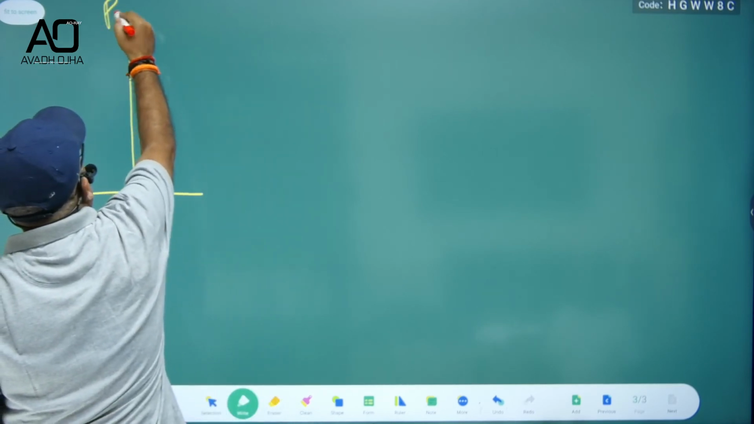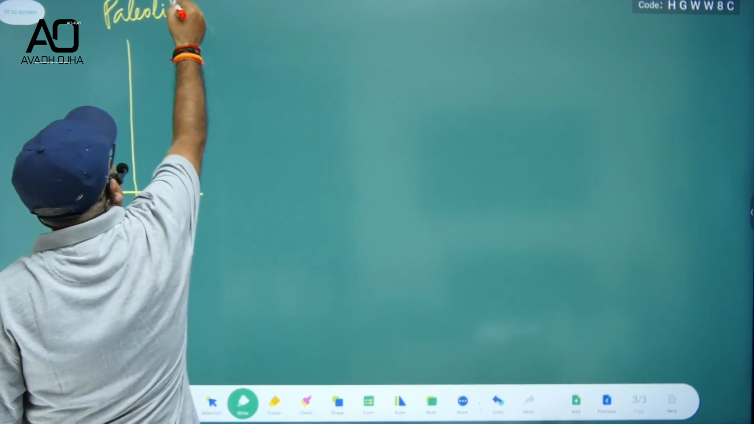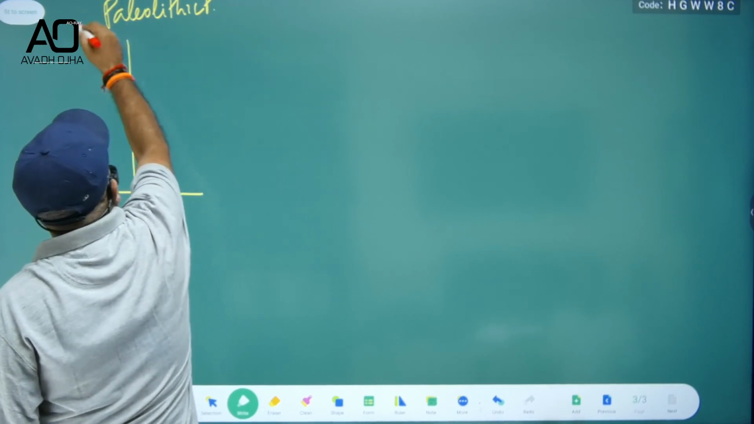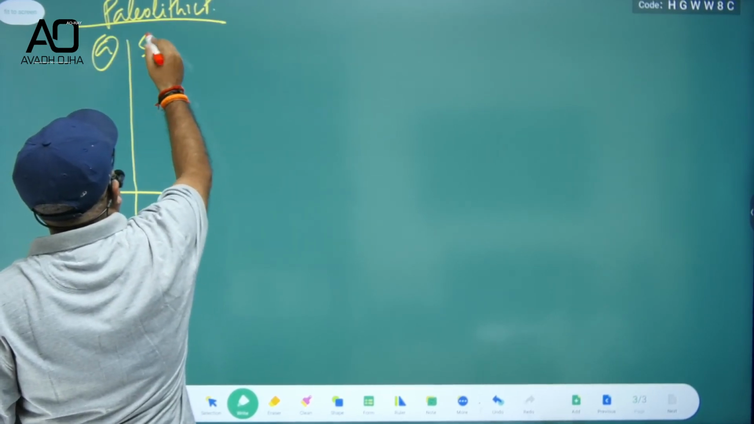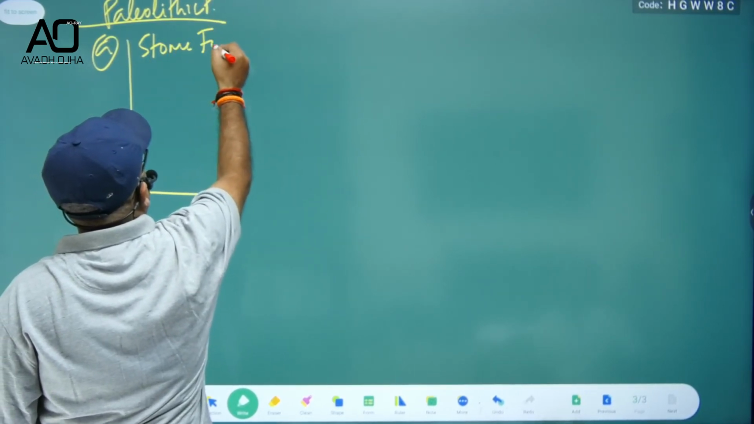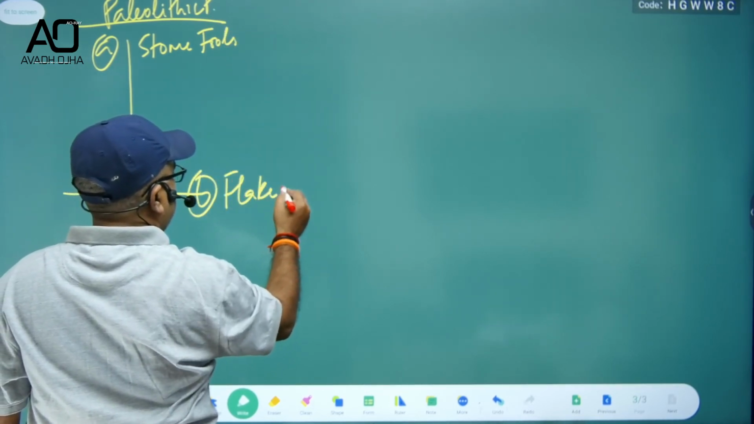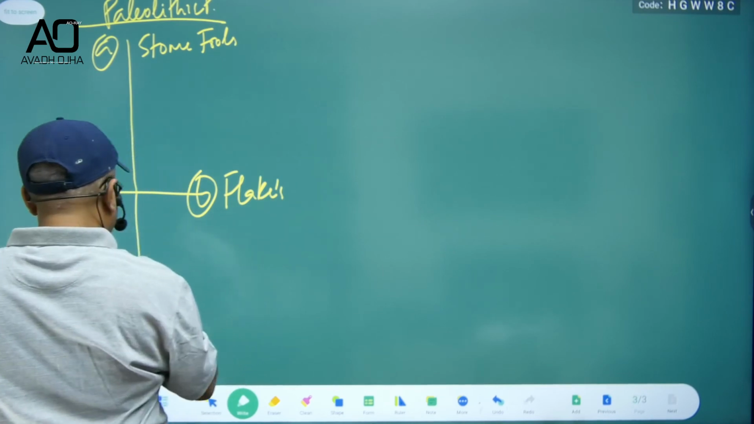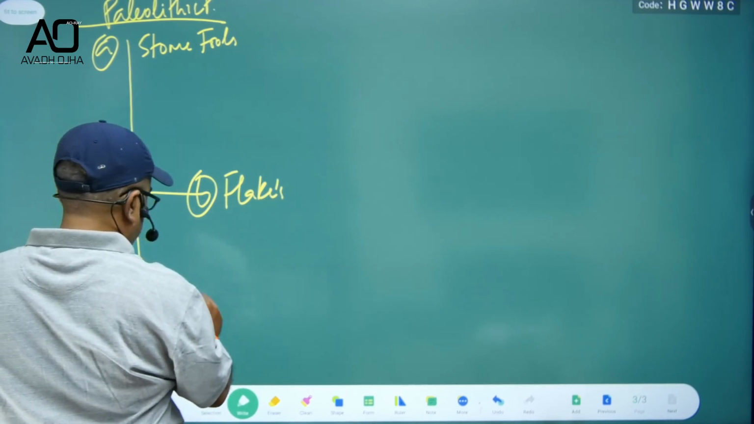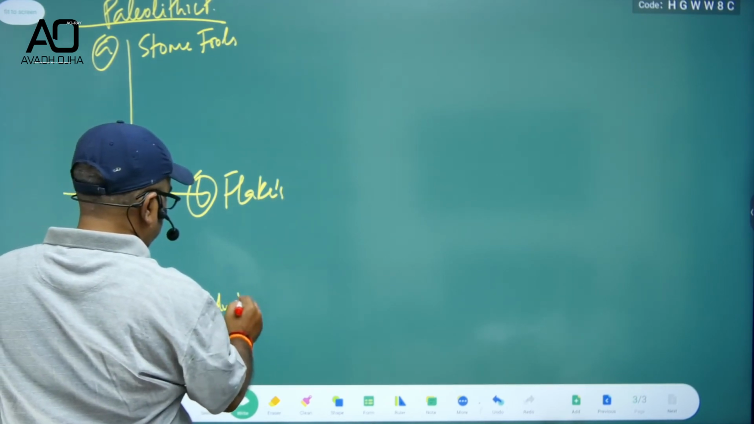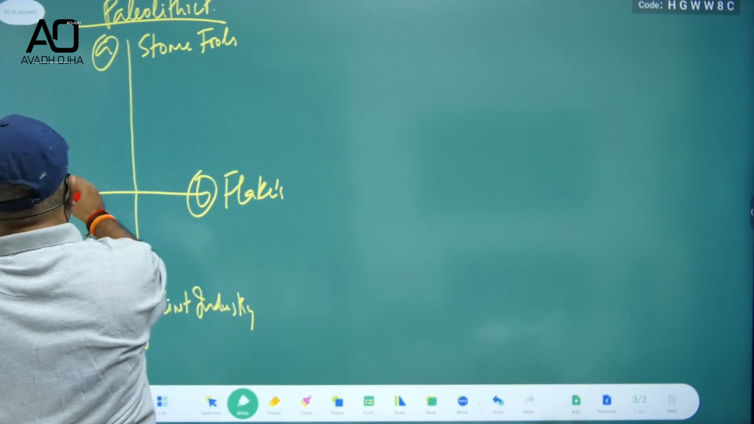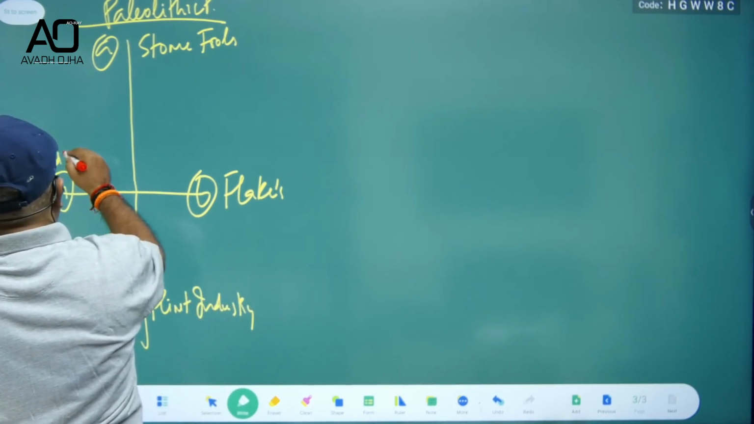Paleolithic. Stone tools, crude, flakes, flint industry, and end of ice age.